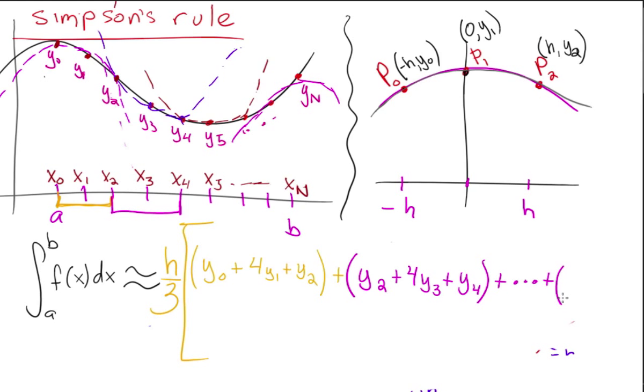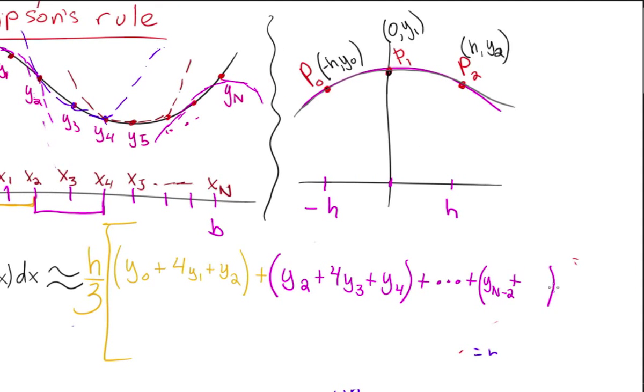Okay, and then what would the last one look like? So we're running out of room here. Y sub n minus 2 plus 4y sub n minus 1, plus y sub n. Just making sure you guys are paying attention. Just making sure you guys aren't asleep.